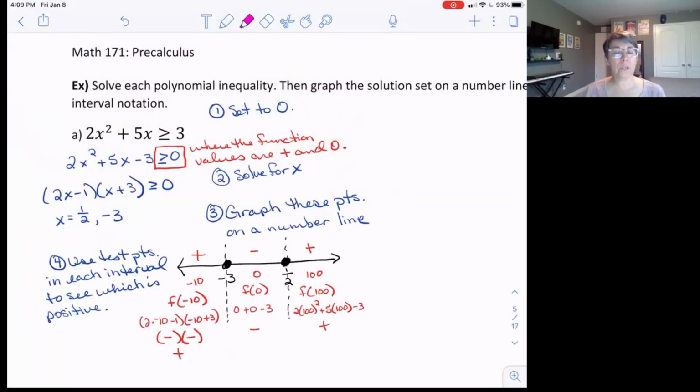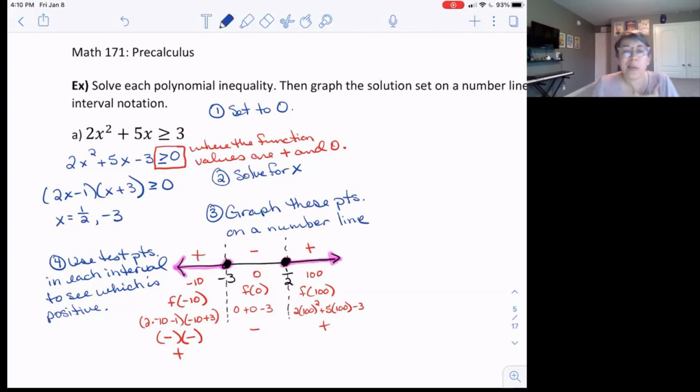So since we are looking for function values that are positive and 0, that means everybody here to the left of negative 3, including negative 3, works. And 1/2 and everybody to the right of 1/2 works. Those are our positive intervals.